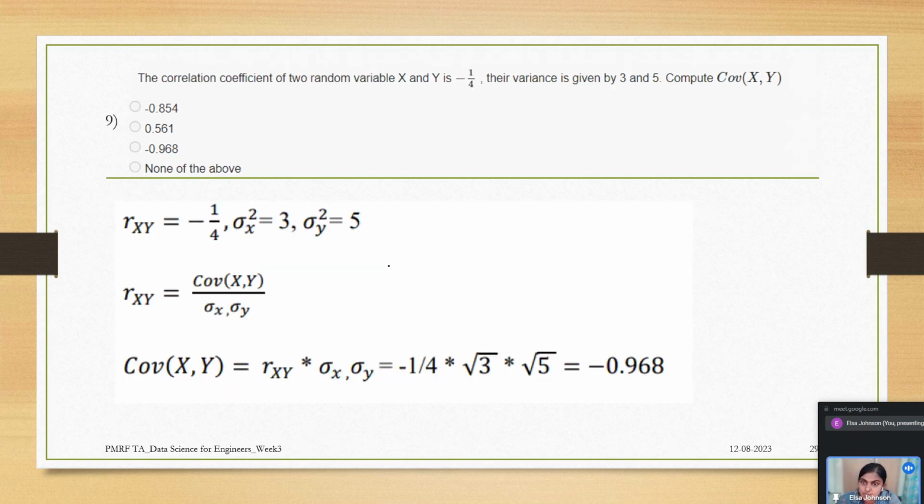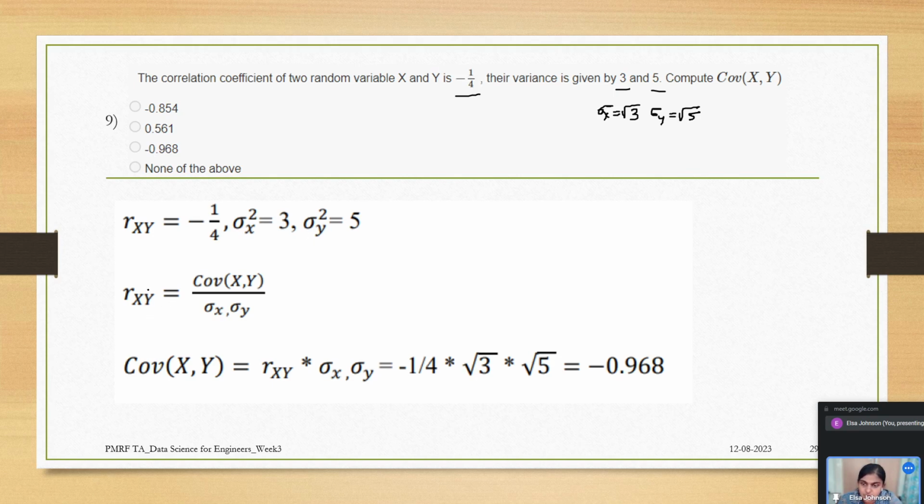Now another thing, this is the covariance and correlation. The correlation coefficient of two random variables x and y is given as minus 1.4. Variances are given as 3 and 5. That means sigma x, the standard deviation, will be root 5, and sigma y will be root 3 and root 5. So these are all the values which are given.